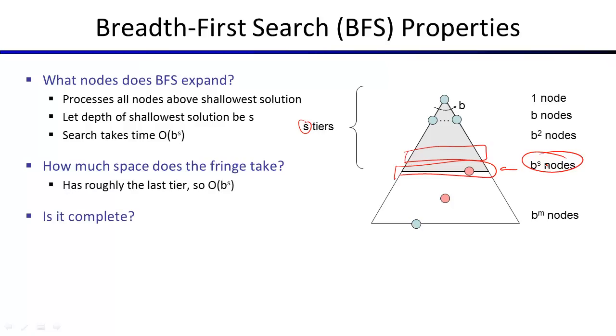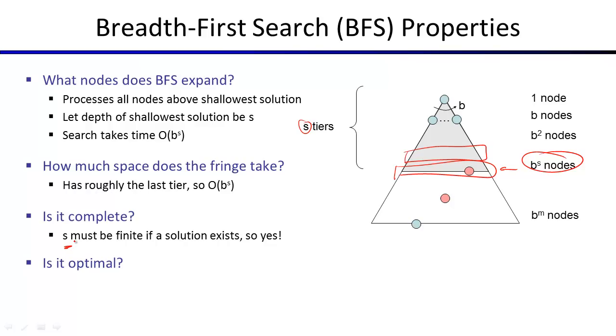Is it complete? Yes. If there is a solution, it's going to find it. It's going to keep striping through that tree until it finds the shallowest solution. A little caveat here: the assumption is, of course, that your solution is at a finite level. If your solution is infinitely far away, then you might not find it, but those are kind of weird mathematical problems. Is it optimal? In some sense it is.